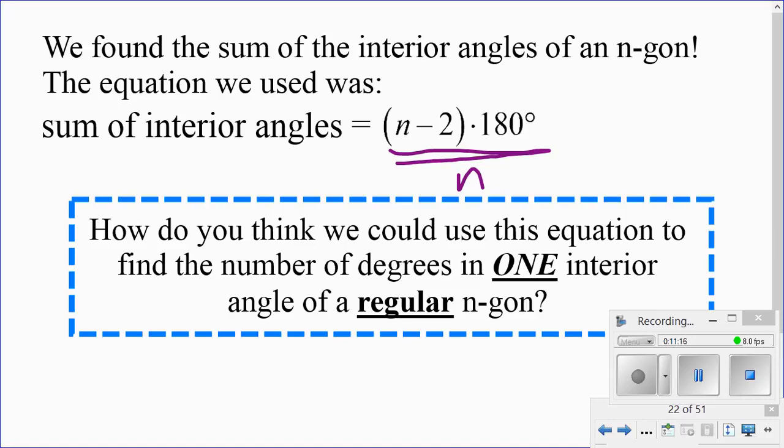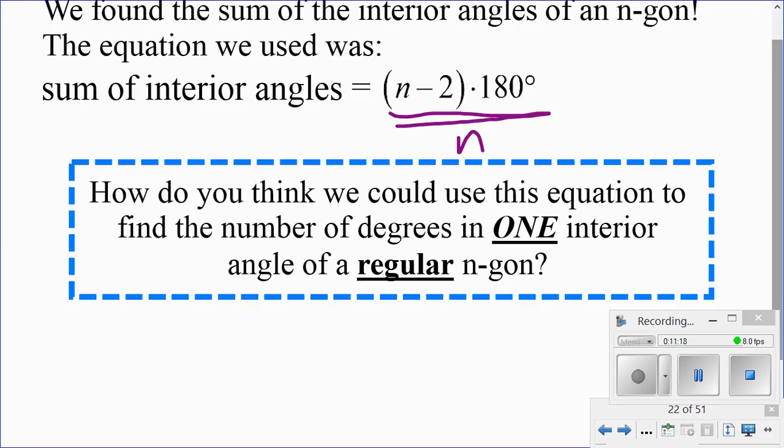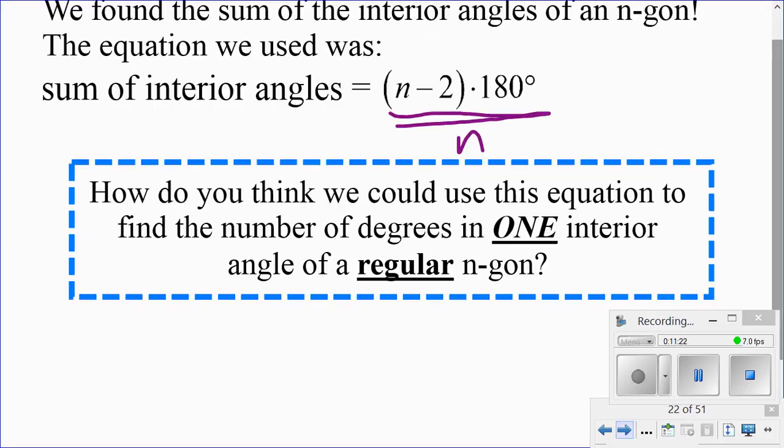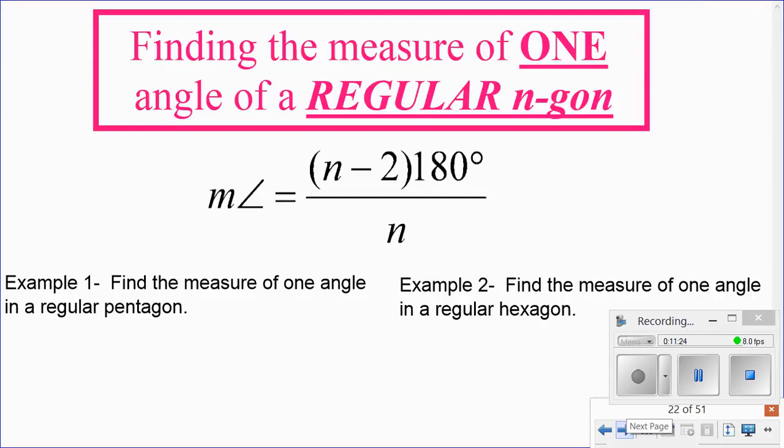Okay, so let's take a look at that. So there's our formula. It says the measure of one angle of a regular n-gon is equal to n minus 2 times 180. So that's our sum formula, and we just divide that by n, which is the number of sides and the number of angles.